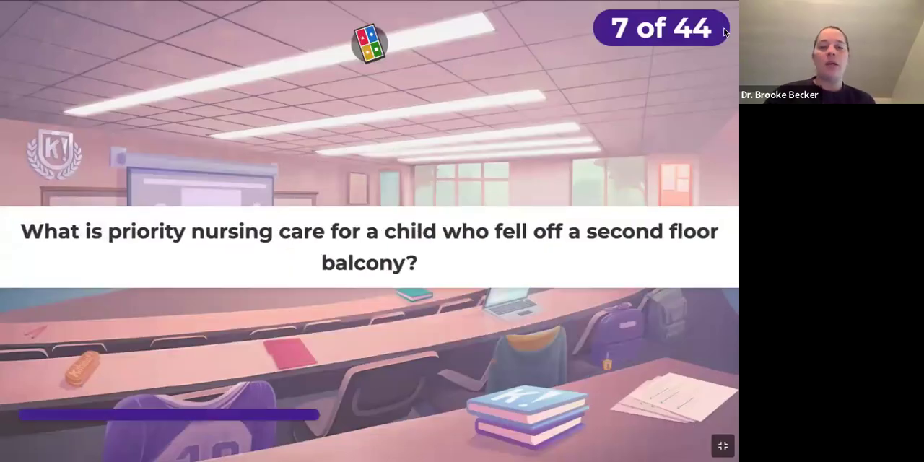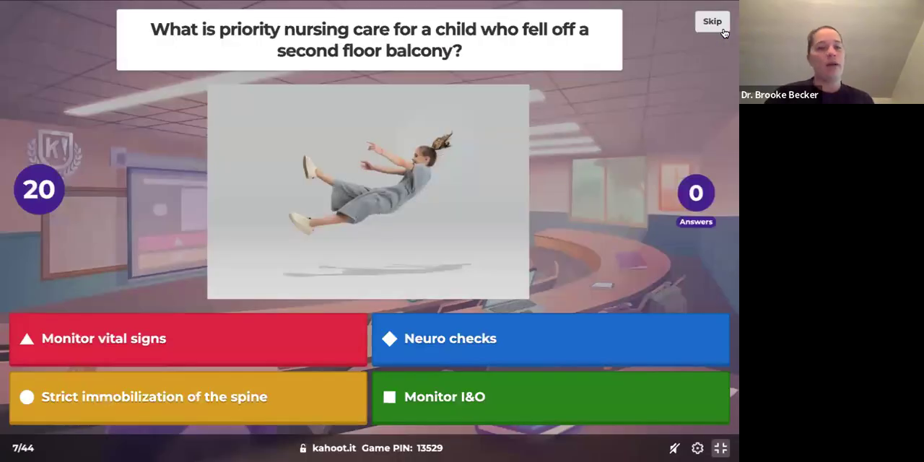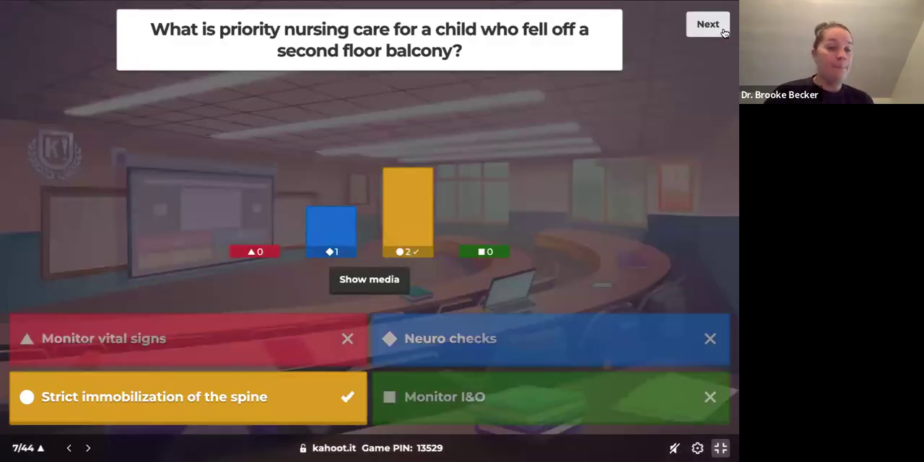What is priority nursing care for a child who fell off a second floor balcony? Monitor vital signs, neuro checks, strict immobilization of the spine, monitor intake and output. Good. Immobilization of the spine and the neck. Okay. They fell from a second floor balcony. That's a pretty far fall from the ground. Okay. So it would be really important to do immobilization of their neck and their spine. So C-collar. Okay. Good.